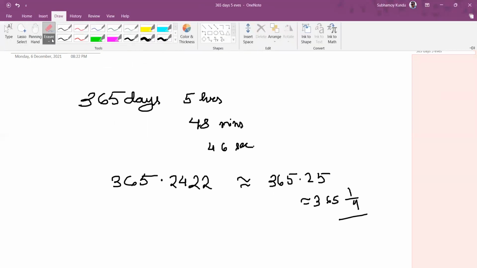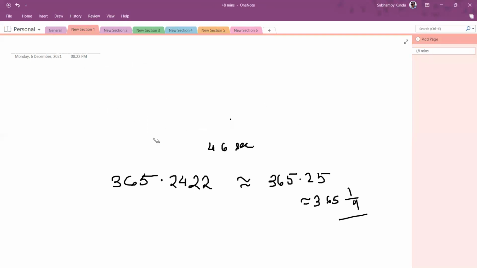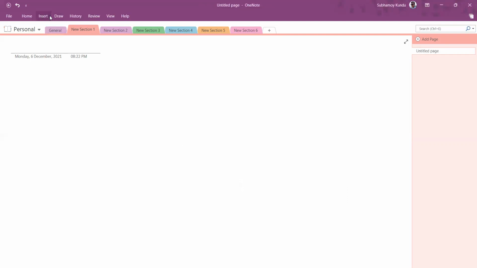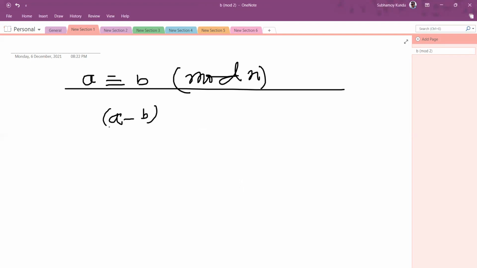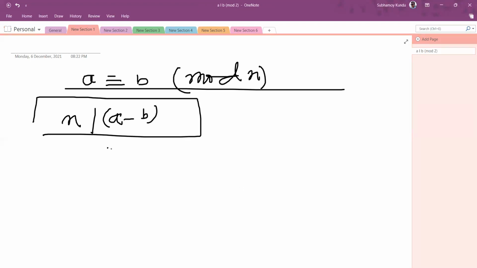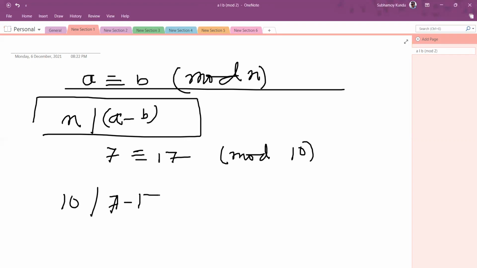Let me take this thing. Now, we all know this: A is congruent modulo N to B. That means A minus B is divisible by N. Let's give an example, like 7 and 17. You can write it this way, because 10 divides 7 minus 17. Right? 10 divides minus 10, yes. So A and B are related in that way: A is congruent modulo N to B, which means A minus B is divisible by N.